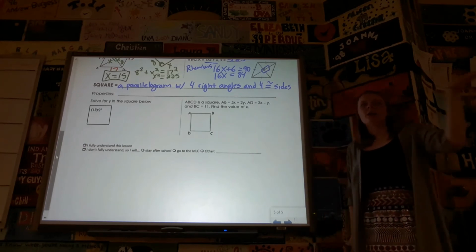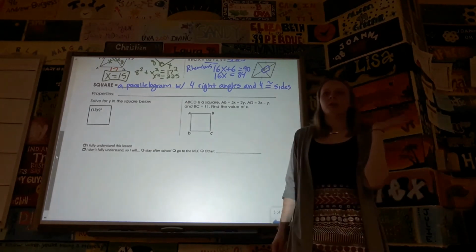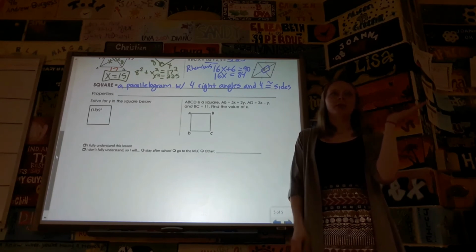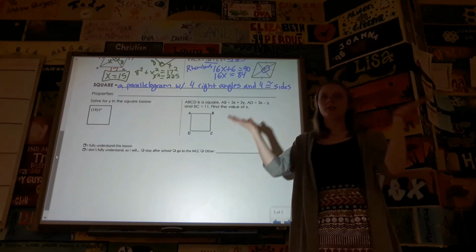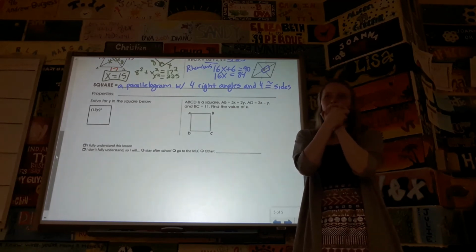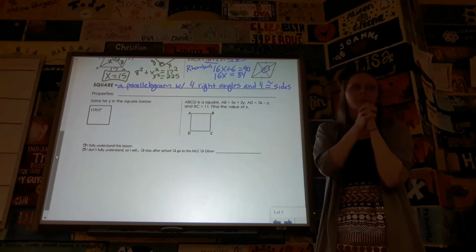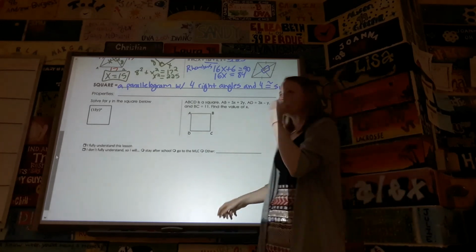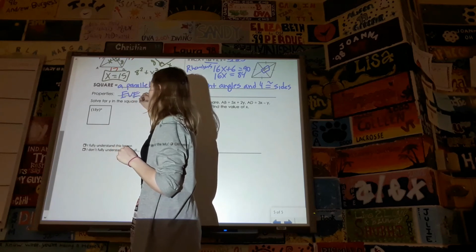What was a rectangle again? A parallelogram with 4 right angles. And a rhombus? A parallelogram with 4 congruent sides. Mush them together, you get a square. So a square is a rectangle and a rhombus at the same time. So everything that we have talked about up until now is true about a square.